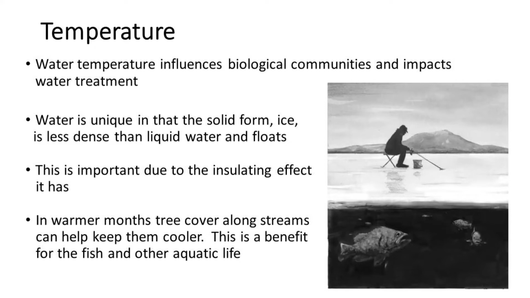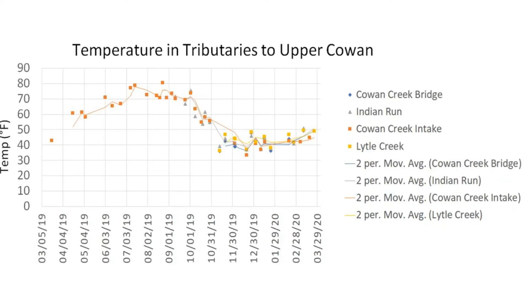In summer months, having a tree canopy over a stream can really help keep it cooler. So that helps support fish species and just makes for a better quality stream. So having grasses and trees along the edges definitely is beneficial. If we look at temperature in the 4 streams in Upper Cowan Creek, what we see is seasonal variation, as you'd expect, and we see temperatures are pretty close between the streams. They're all fairly shallow, so whatever the air temperature is, the water can quickly get to that temperature.